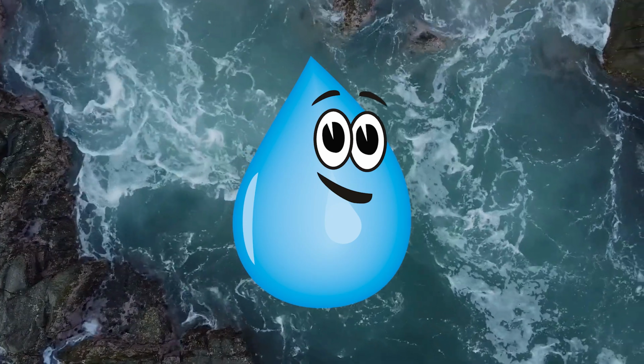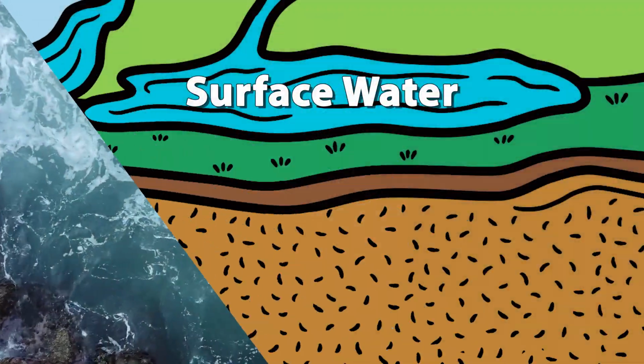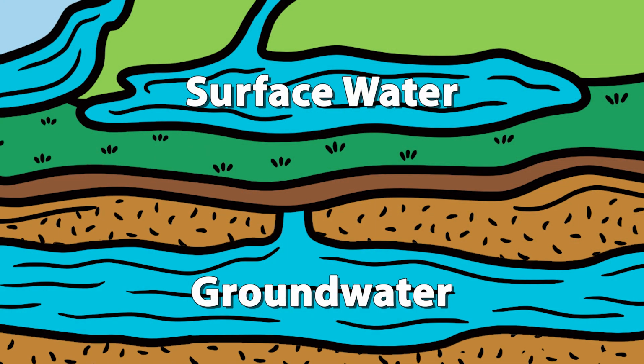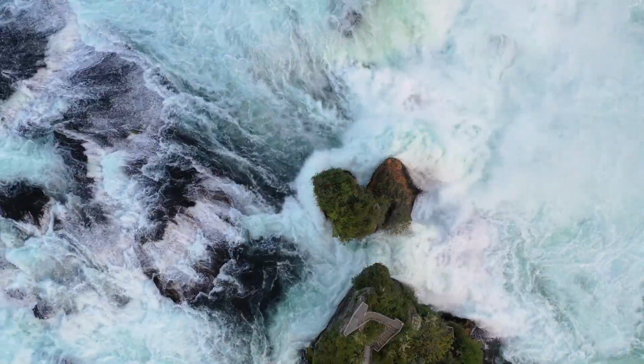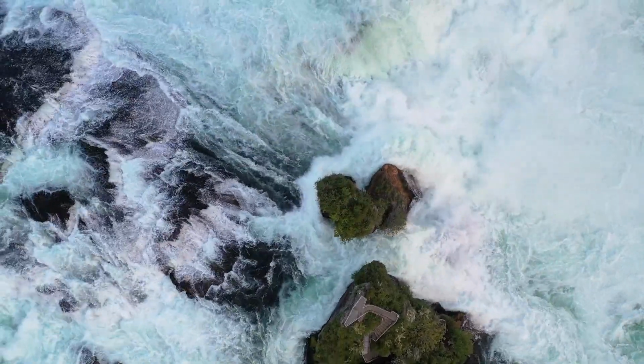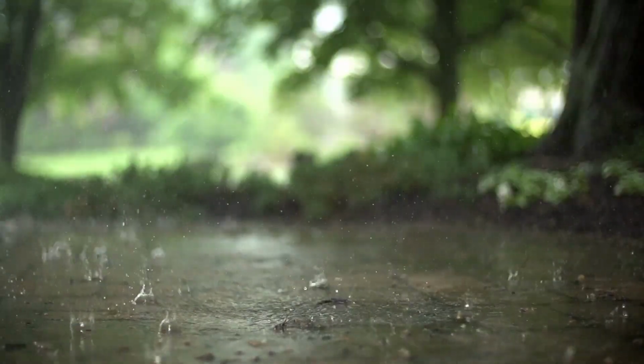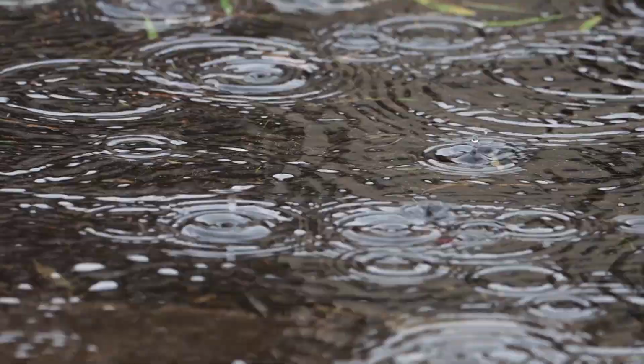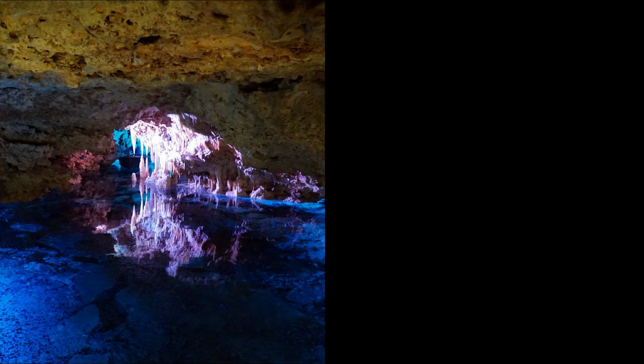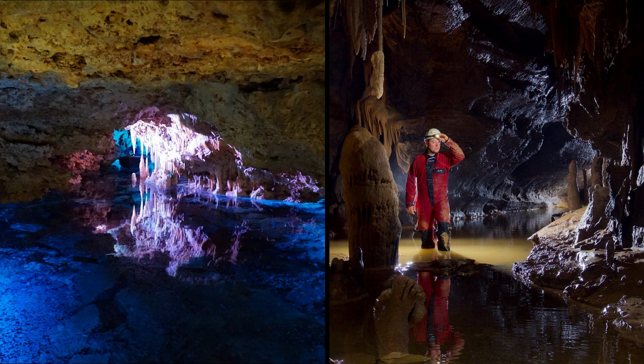So water can now be separated into surface water and groundwater. It can either stay on the Earth's surface and run off to lower ground as surface water, or it can saturate into the ground to create groundwater in the form of underground lakes, rivers, and aquifers.